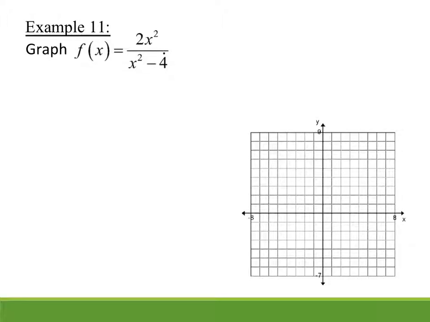Here's another example. F of x is equal to x squared divided by x squared minus 4. I'd like you to try to graph this one yourself, and we'll be doing this in just a second.